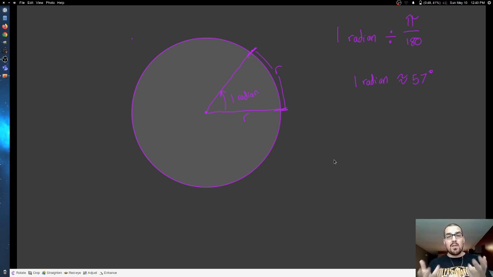But the reason I'm giving you this, the reason you need this tool, is because a lot of problems we're going to work with in the next concept, which is arc length and sectors, are going to have angles measured in radians, so I just want you to be prepared. So let me know if you got any questions on it, and if not, if you feel okay, move on to the next one.